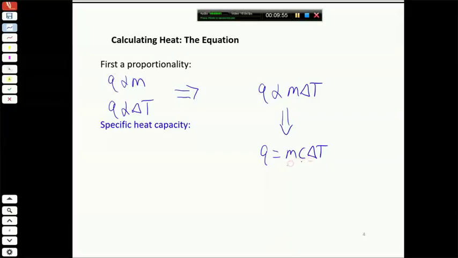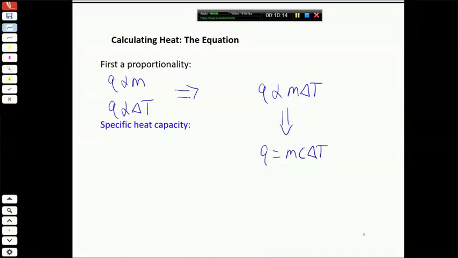So it's mass, a constant C, and then change in temperature ΔT that determine how much heat is involved in a process. So when we go to a laboratory setting, we need to just measure the mass and the change in temperature, and if we know those two things and we know this constant C, we can calculate the amount of heat that was provided in that process.